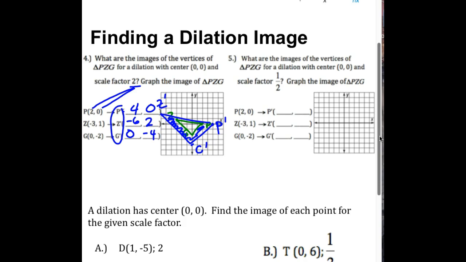I want you to try the same thing on the next one. Pause the video here and at least try to come up with your ordered pairs for P prime, Z prime, and G prime. I'm going to assume that most of you were able to get P prime and G prime. A lot of students struggle with getting that Z prime because when you multiply -3 and 1 by 1/2, you get decimals or fractions, and that's okay. I'd recommend putting them in decimal form so you can graph the approximation of where it should be. Just go -3 times 1/2. If you type that in your calculator, you'll get -1.5. You can use that. 1 times 1/2, type that in, you get 0.5.